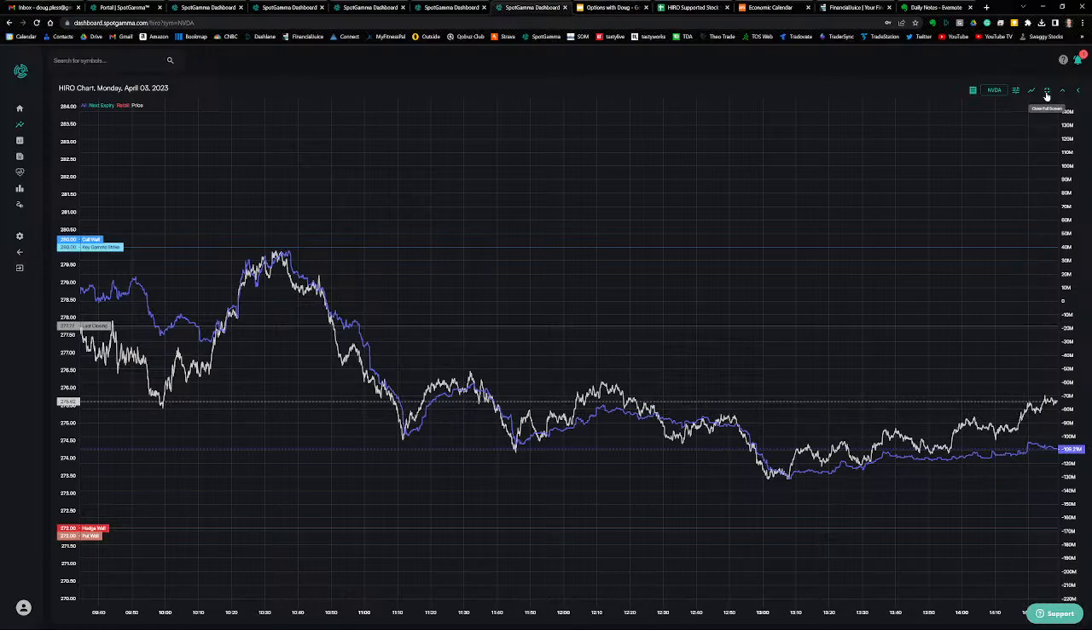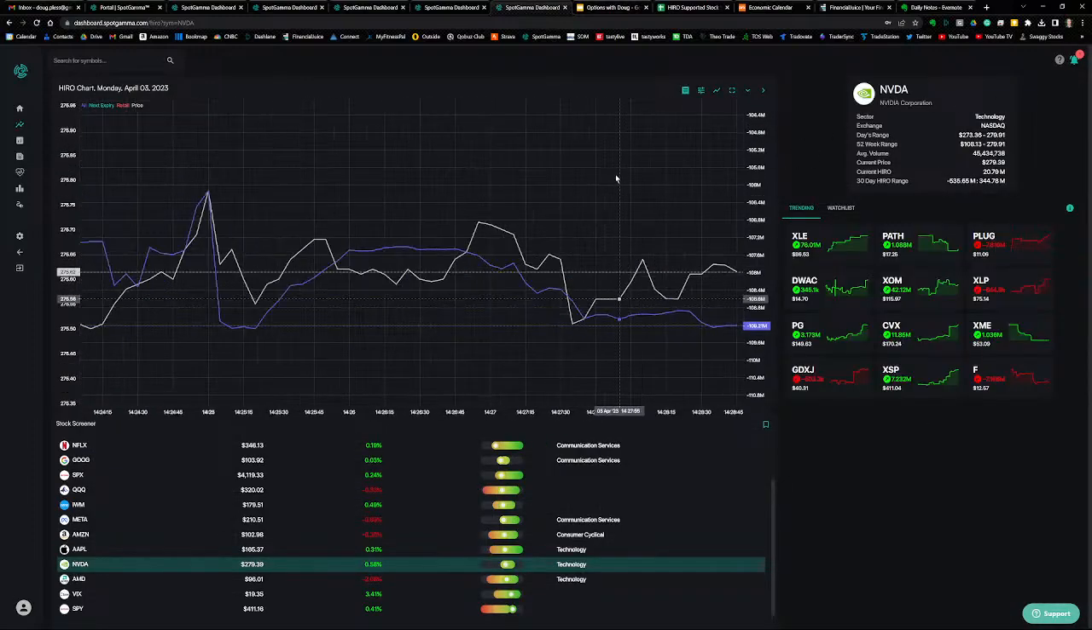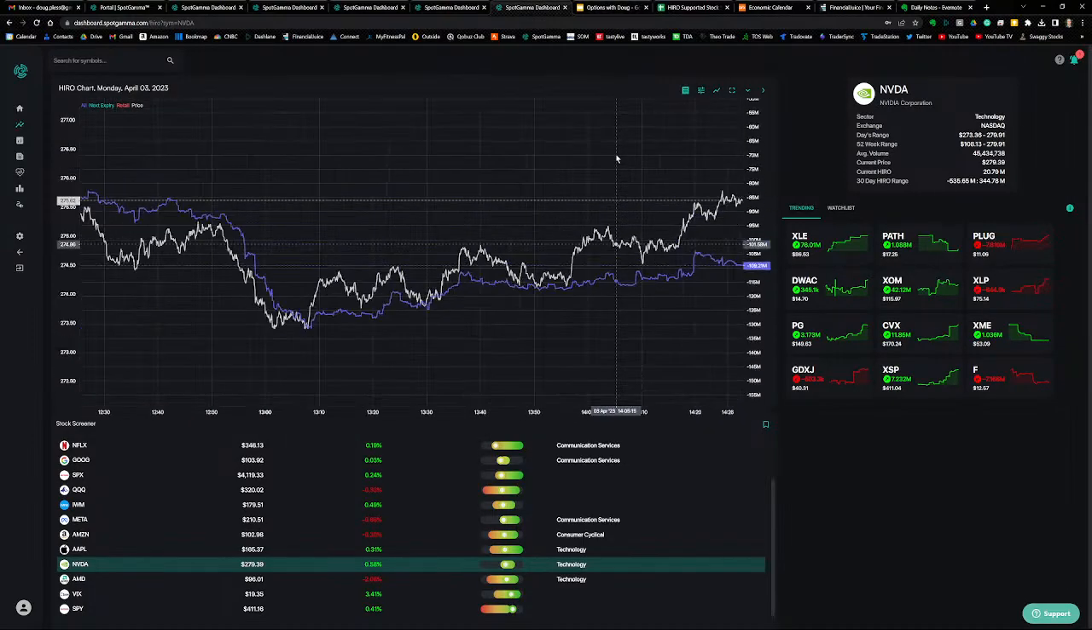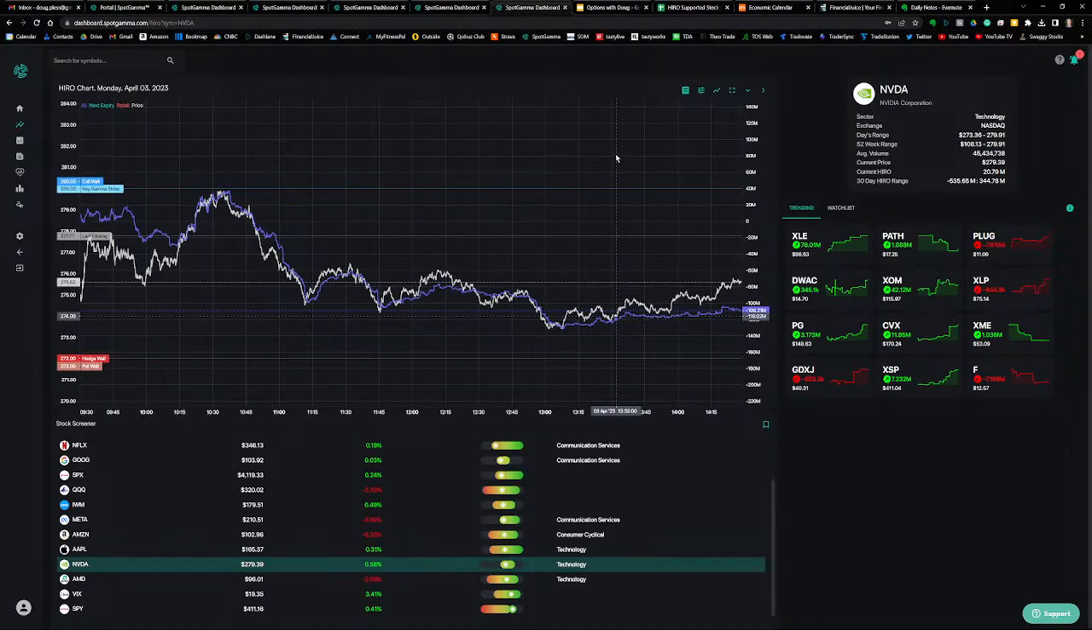So there's NVIDIA, another good short setup. That was also on my call gamma unwind list for Friday, and it looks like, again, that may be taking place today.